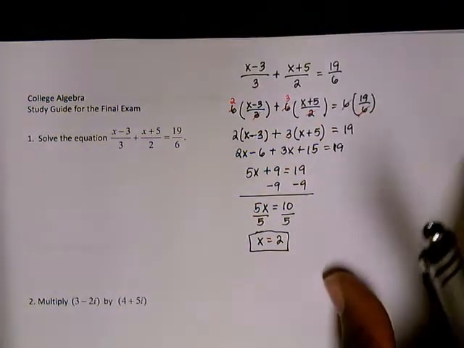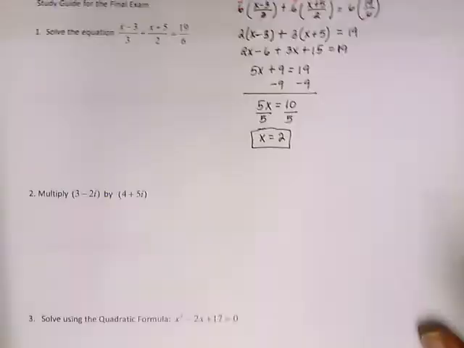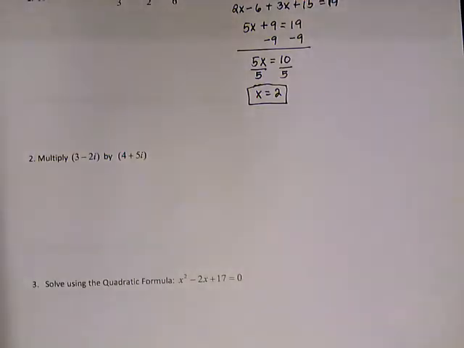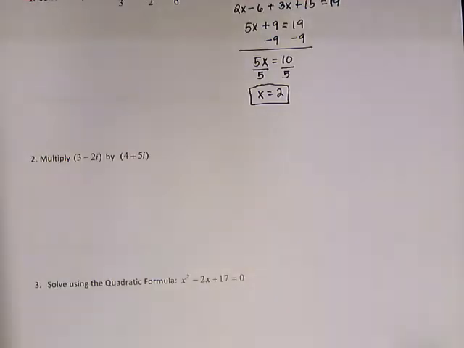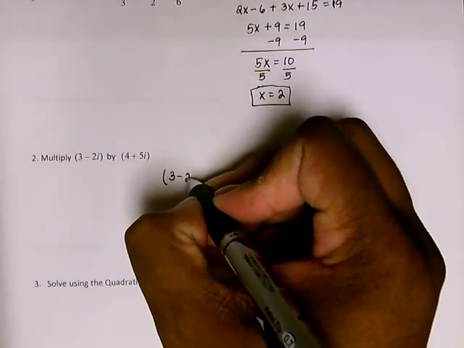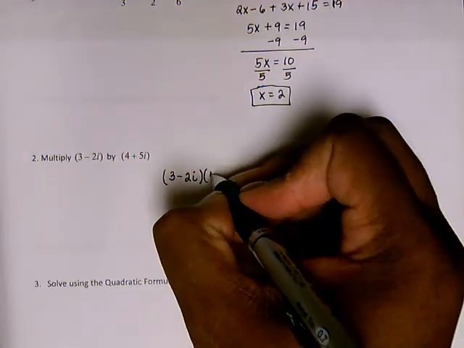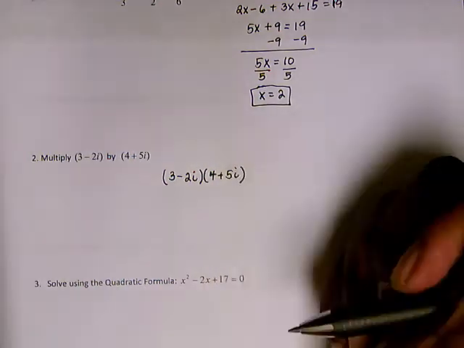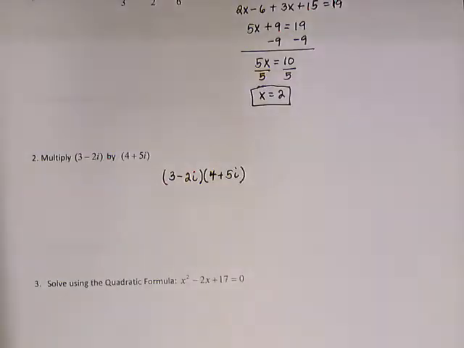Alright, problem number 2, we're going to be multiplying complex numbers. Here we've got 3 minus 2i, and it's being multiplied by 4 plus 5i. In this case here, we're going to have to use the FOIL method because we're multiplying 2 complex numbers that are written in standard form.